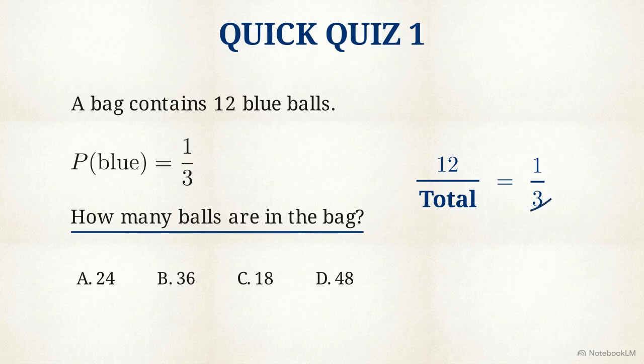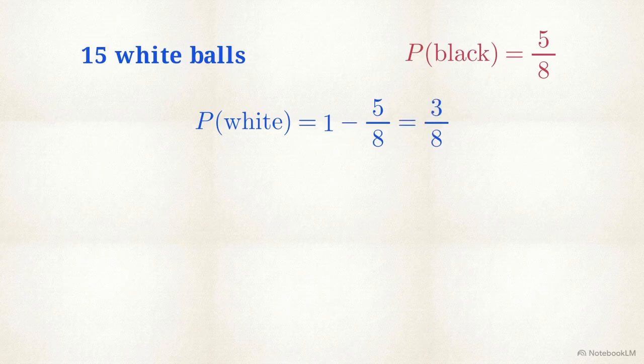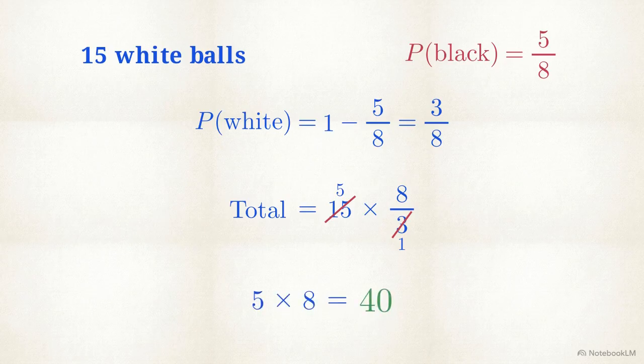If 12 blue balls represent exactly 1/3 of the total bag, then the whole quantity is simply 12 multiplied by 3. Our total is 36 balls. Let's solve a slightly different variation. You know there are 15 white balls, but the probability given is for black balls at 5/8. First, find the white probability. 1 minus 5/8 is 3/8, so 3/8 of the total is 15. Multiply 15 by 8/3, and your total is 40.